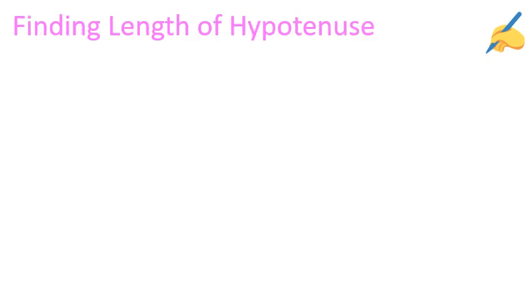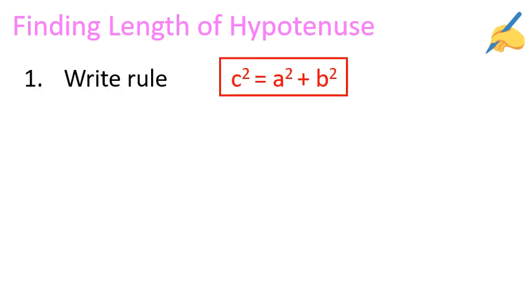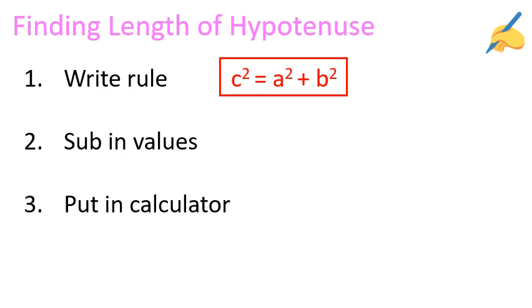These are the steps to find the length of the hypotenuse, so the length of c. First of all, write the rule, which is c squared equals a squared plus b squared. The next step, we need to substitute in the values, so the values of a and b from the triangle, and then put it in the calculator. And the last step is to square root your answer.